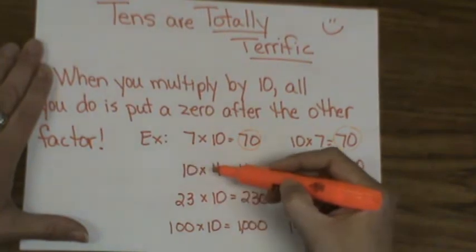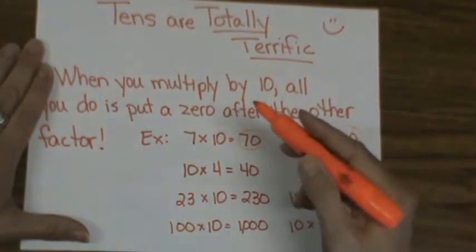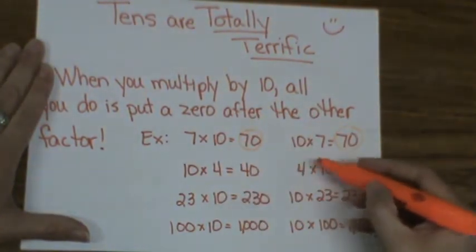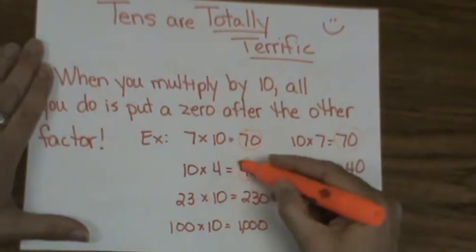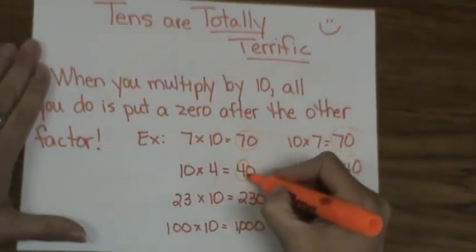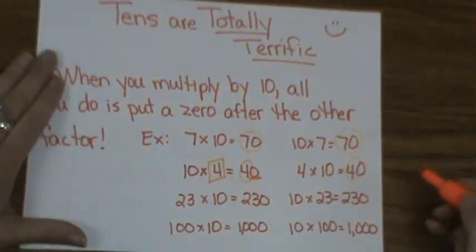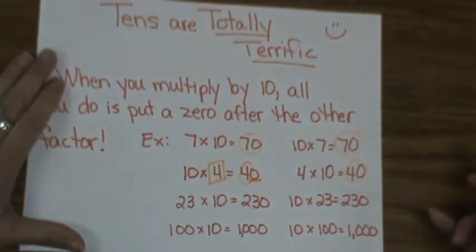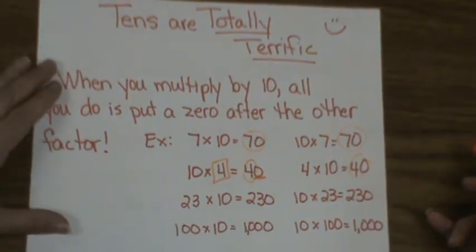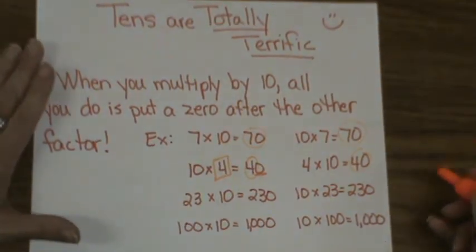How about 10 times 4 is 40? Change the order of my factors. I'm still going to get 4 times 10 is 40. And all I've had to do is add this 0 after this other factor. Okay? What about for bigger numbers? Does it work for bigger numbers? Absolutely. All I'm going to do is add that 0 after the other factor.